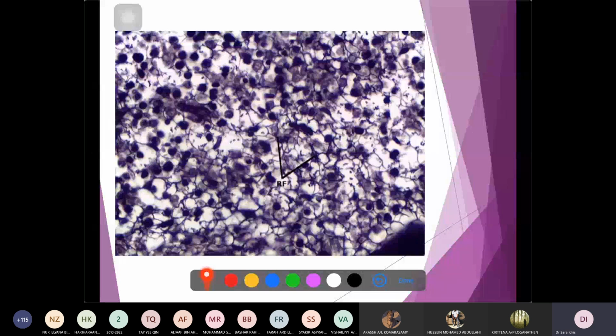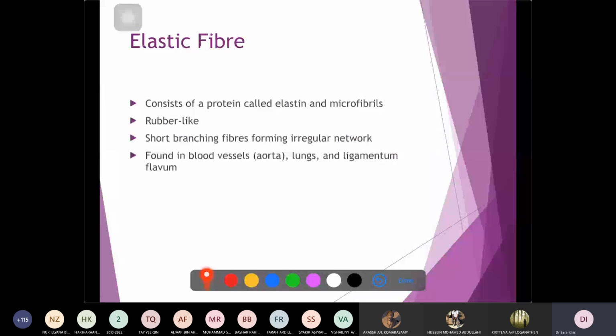Now the third fiber, the final fiber that we're going to be looking at is elastic fiber. Elastic fiber has proteins called elastin and microfibrils, and they're rubber-like. By its name, elastic fiber, you know that it is able to stretch and contract in a rubber-like manner. And it has short branching fibers forming irregular networks. So it's somewhat like reticular where you have a network, but it doesn't form a very tight network.